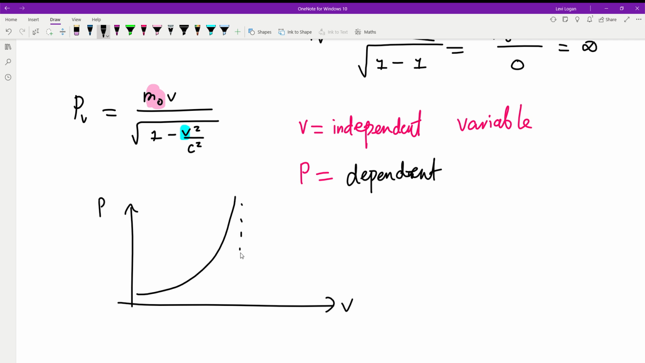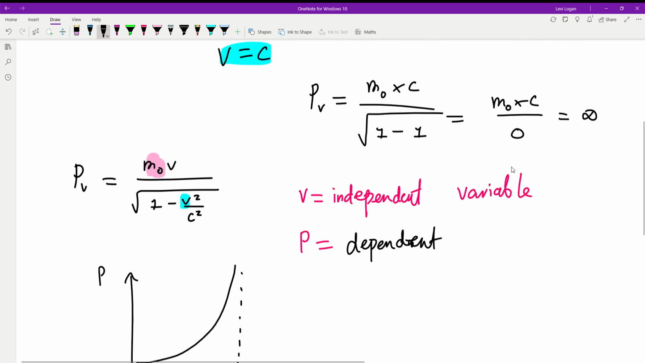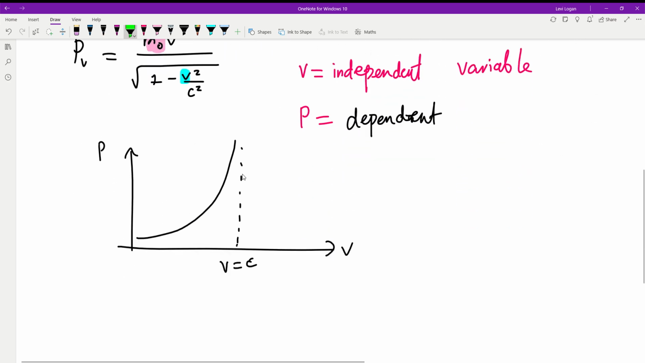And now we have an asymptote when v equals the speed of light, okay? So even though it's undefined here, it's because we have an asymptote here, okay? But as you can see, as the velocity goes towards the speed of light, so this is the speed of light here, it shoots off to infinity. So what that means is, in order to reach this, you're going to need almost an infinite amount of momentum, okay?